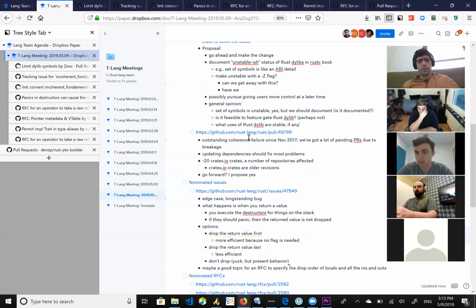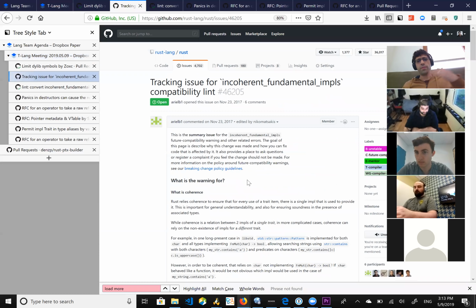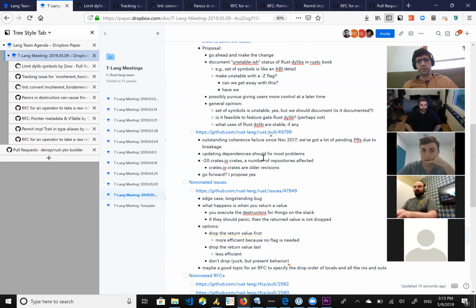So this is a PR to coherence. There was a bug in coherence from 2017. This bug has been fixed. We've been slowly letting people do fixes. There are still about 20 crates on crates.io that haven't. Someone did a lot of work opening PRs against all the broken crates and so on, not all of which have been merged.